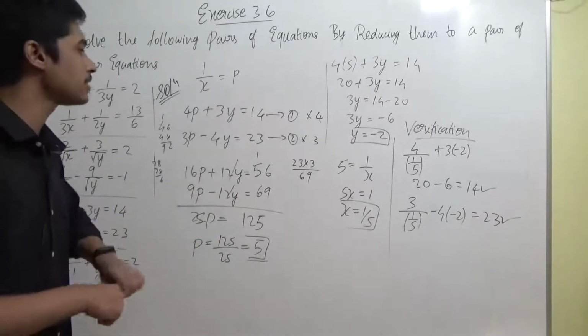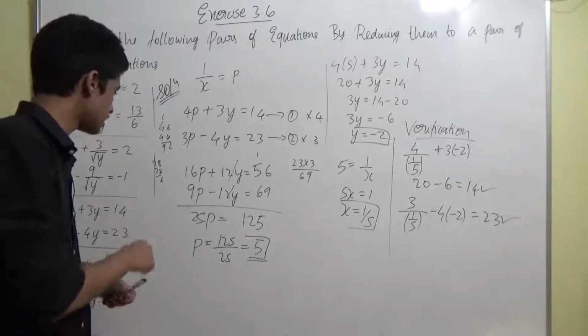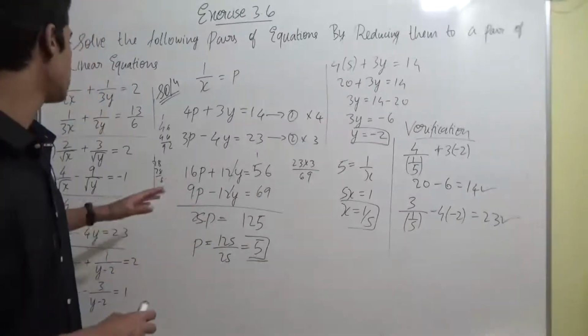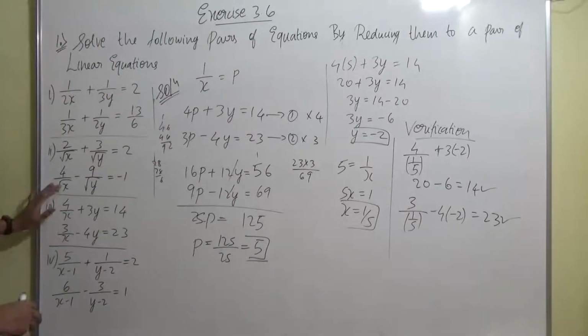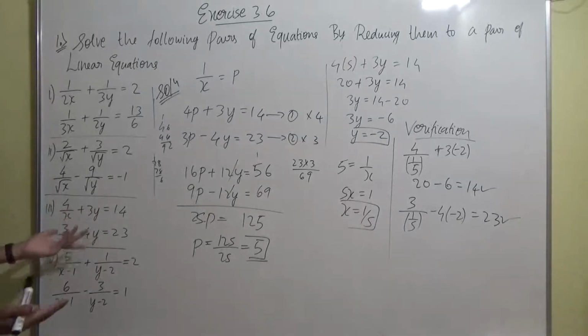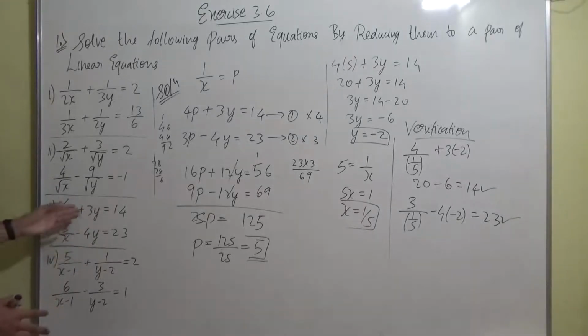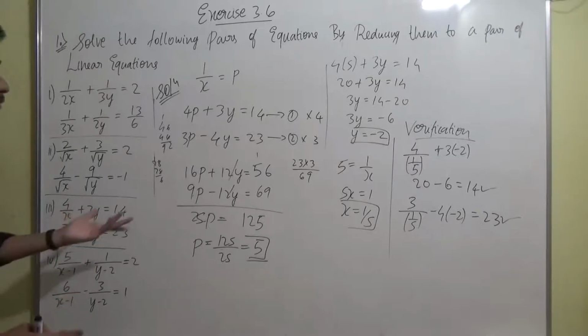Right, now I'll move aside. You can take the screenshot of this. Let's go to the fourth sub question. So I'll give you a small quick revision of what we did, guys. In this question 1 by x was there, but 1 by y was not there, right? Y was already in the numerator. So in the denominator there was only one variable, that was x.